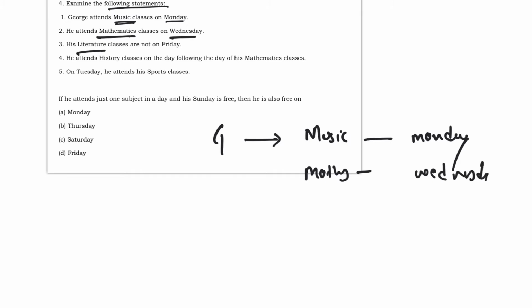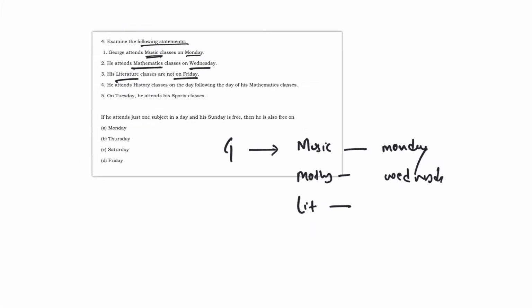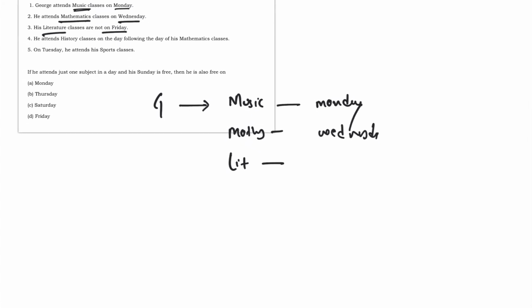His literature classes is not on Friday. So literature classes is not on Friday, and it's not on Monday or Wednesday either. So the days remaining are Tuesday, Thursday, Saturday and Sunday. So these days are remaining, and in these days only his literature classes will be there.